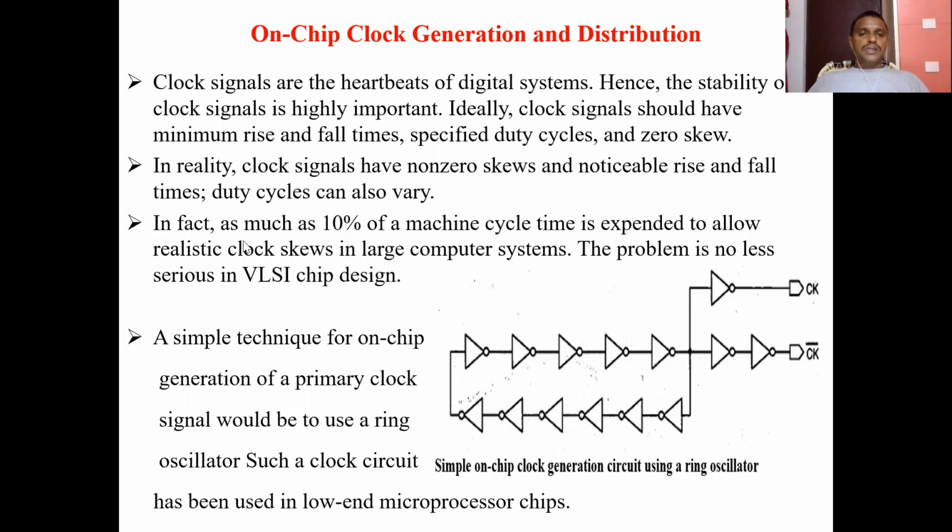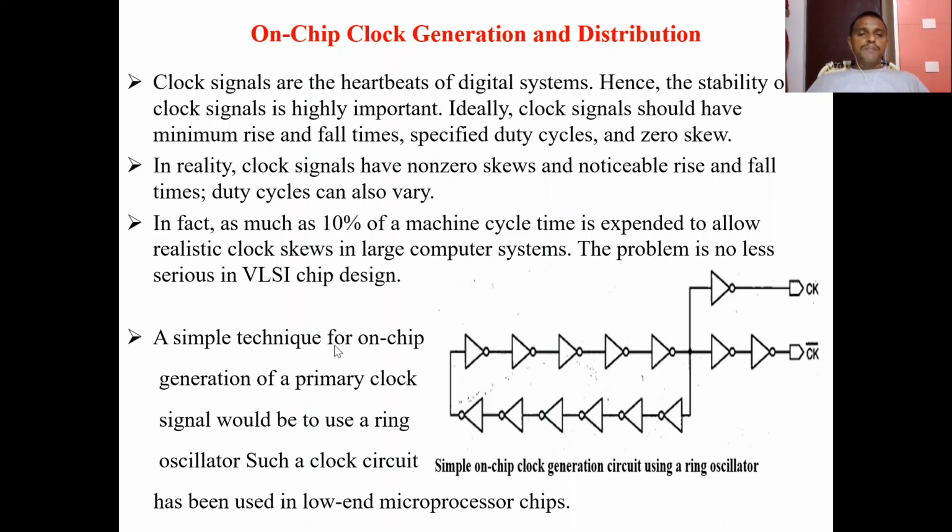In fact, as much as 10% of machine cycle time is expended to allow for realistic clock skews in large computer systems. In VLSI, that problem will be reduced, but the problem is no less serious in VLSI design systems. There will be a serious problem with clock skews, but here we will rectify that by considering different distribution and generation techniques.